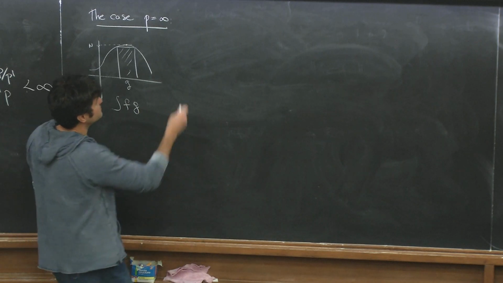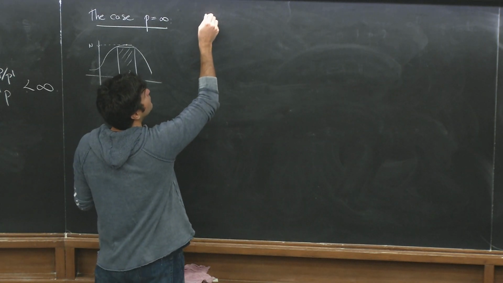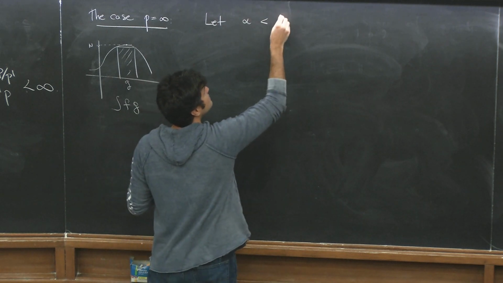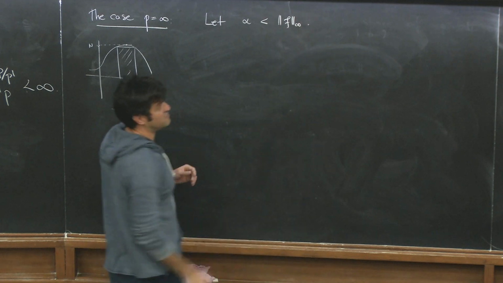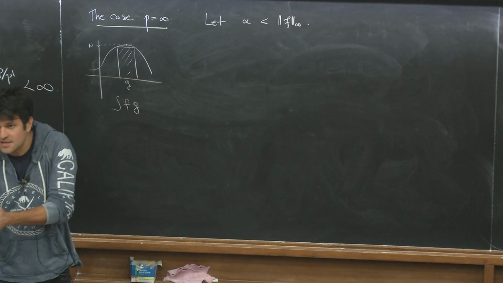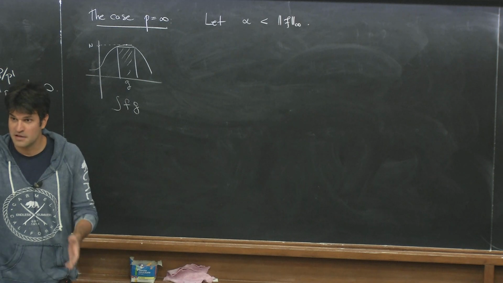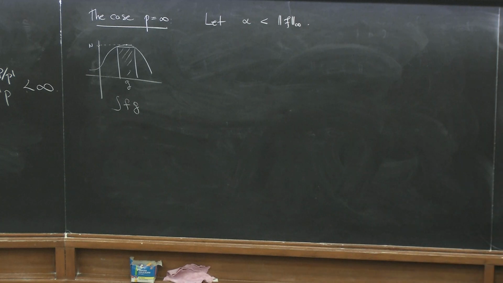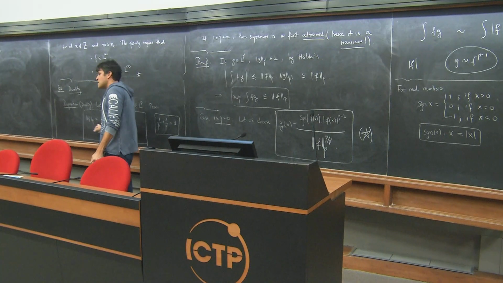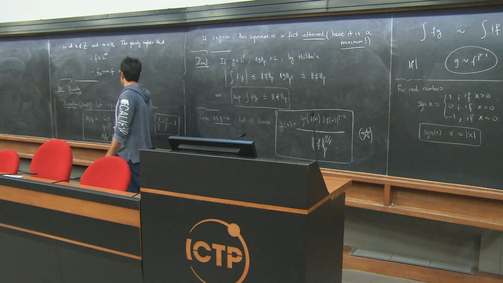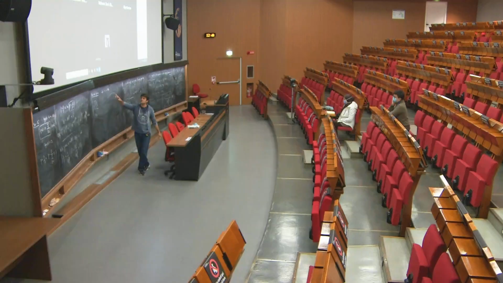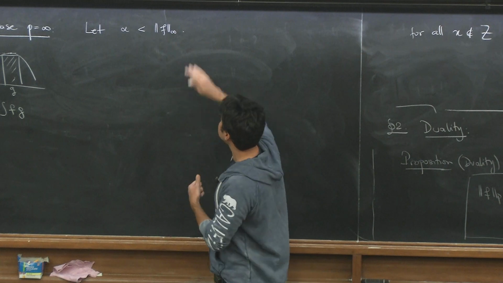Right? So formally, what we have to do is the following. Let alpha be a number less than the L infinity norm of f. Well, if the L infinity norm of f is 0, then the function is 0 almost everywhere. If f is 0 almost everywhere, of course you have an inequality. This is 0, and the integral of 0 against something is always 0. Okay? So let's assume that the L infinity norm is not 0, and take any real number which is less than the L infinity norm of f.